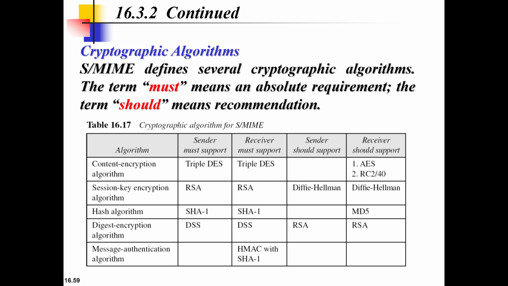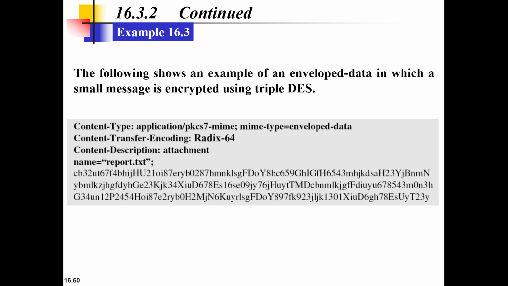Next, we can see an example 16.3. The following shows an example of an enveloped data in which a small message is encrypted using triple DES. So talking about the applications of S/MIME, it is predicted that S/MIME will become the industry choice to provide security for commercial email.